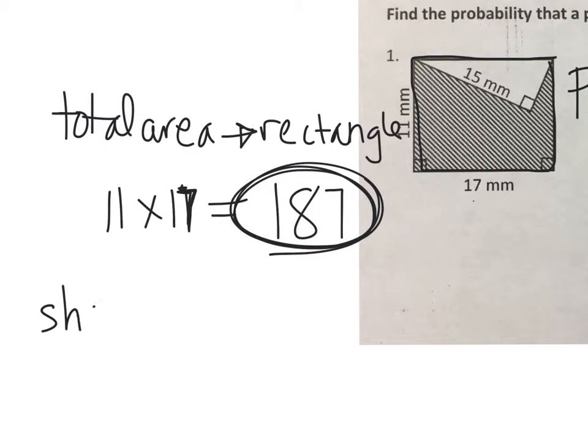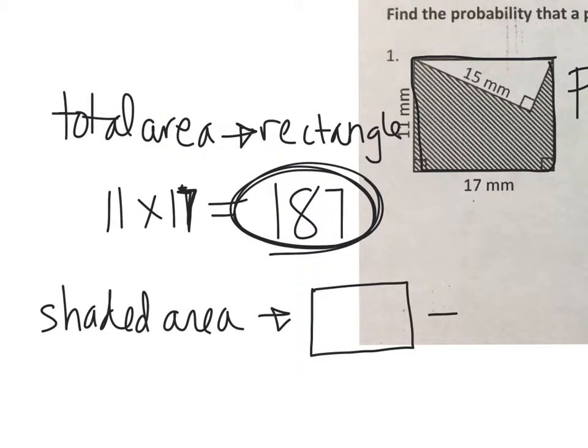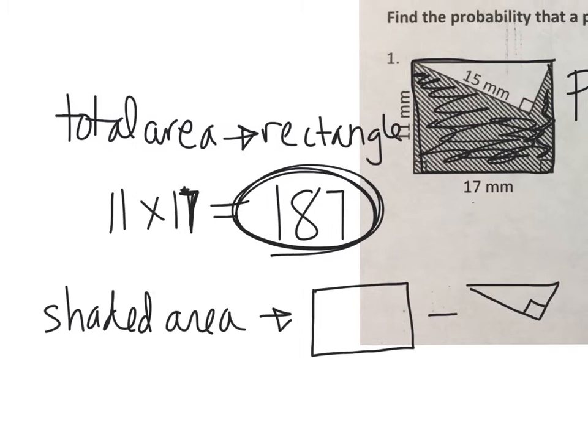Okay, the next thing we have to do is figure out what the shaded area is. Now the shaded area is the entire rectangle minus this little triangle up here in the corner. So we have to find areas of each of these figures in order to get our desired area. Remember, our desired area is the shaded stuff.